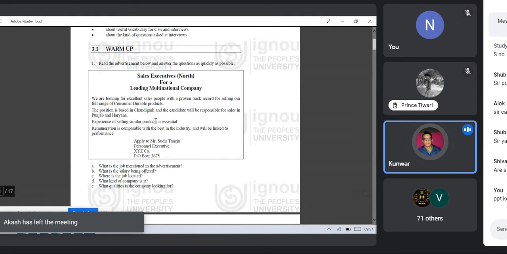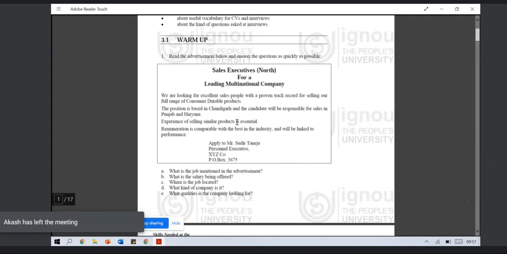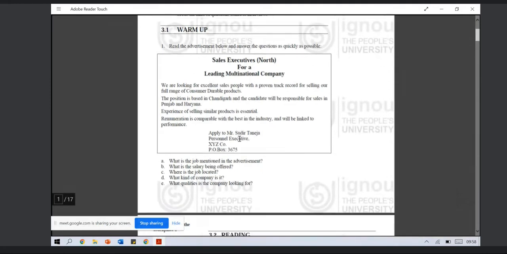Experience of selling similar products is essential. See, again the same information is repeated, because in the first sentence they have already told us about the proven record. Remuneration is comparable to the best in the industry and will be linked to performance. It means the remuneration and incentive will be based on performance.